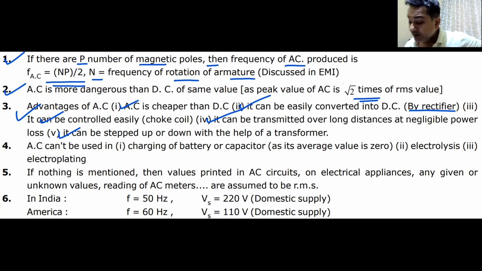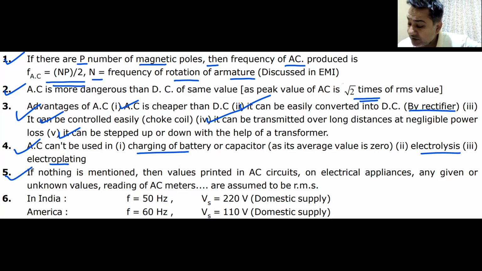Again, what are the disadvantages? AC cannot be used in charging of a battery. My laptop right now, I just switched the charging on, it does not charge from AC. There is a small device which converts AC into DC. Your mobile does not work on AC, it works on DC. Got this? It cannot be used for electrolysis or electroplating. Again, a straightforward question will come.